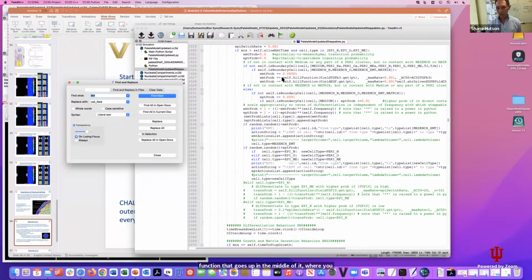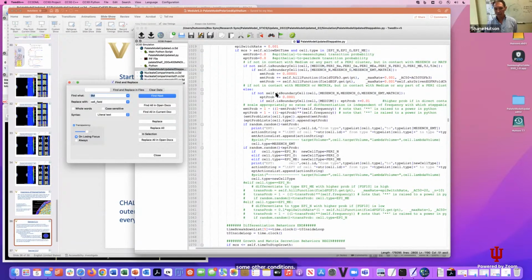So we increase the probability based on the TGF beta field, and we have this minus equals. We decrease the probability based on the EGF field. So EGF suppresses the transition, TGF beta increases it. That's changing our EMT probabilities. Then we have another else here. So if it wasn't under one of these conditions, let's check some other conditions.